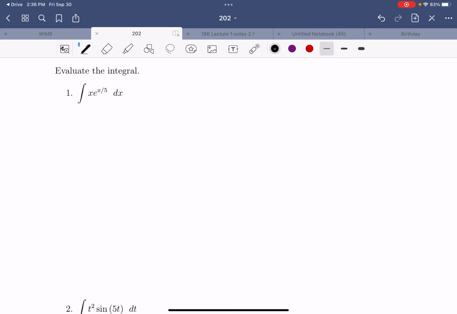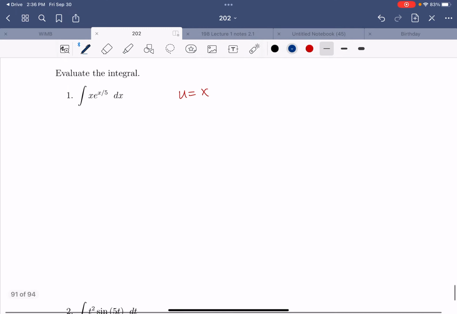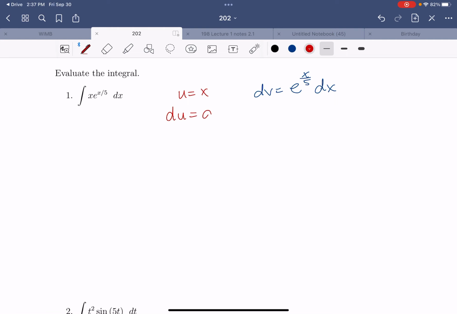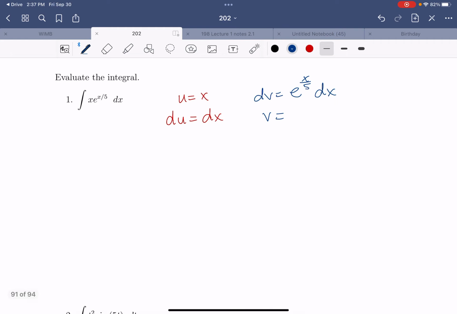And I'm going to, like always, make my u the polynomial. So u is going to be equal to x. That means that my dv for this one is going to be e to the x over 5 dx. My du is dx. And my v is, okay, now be a little bit careful here.